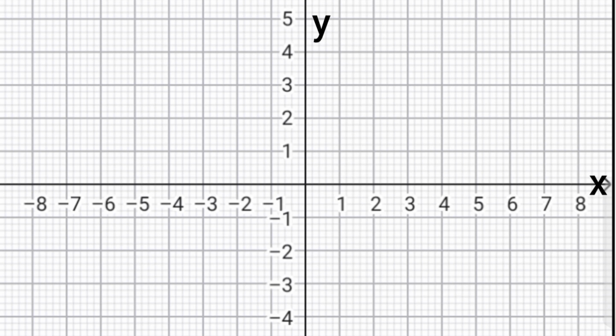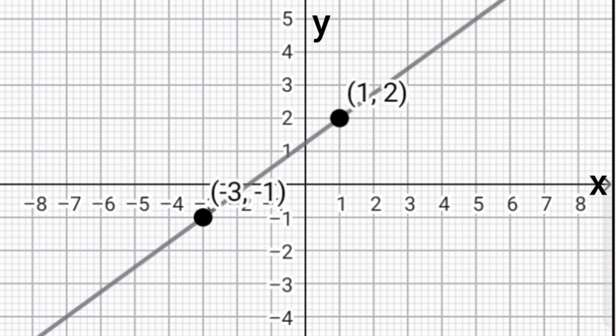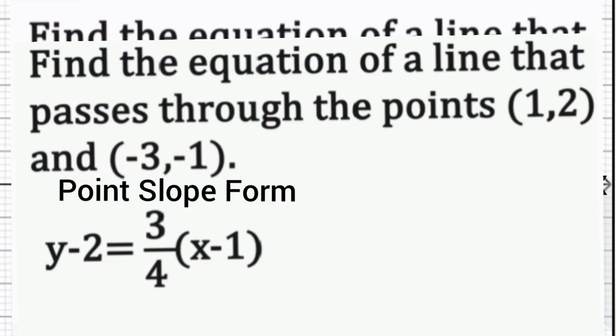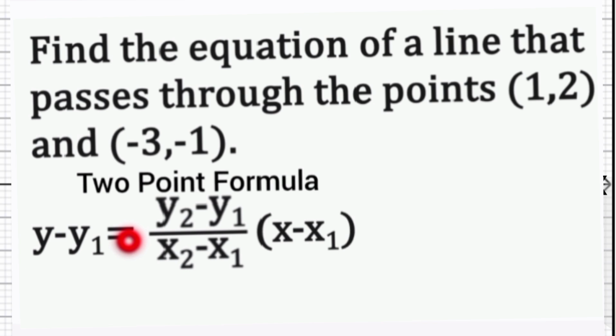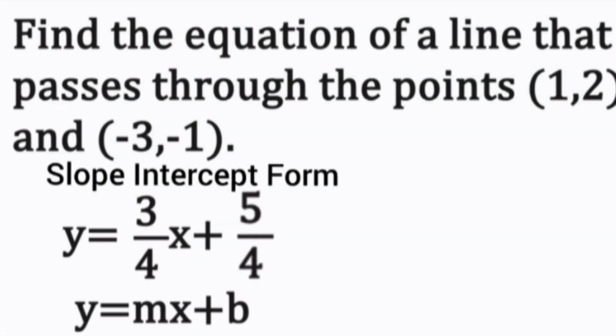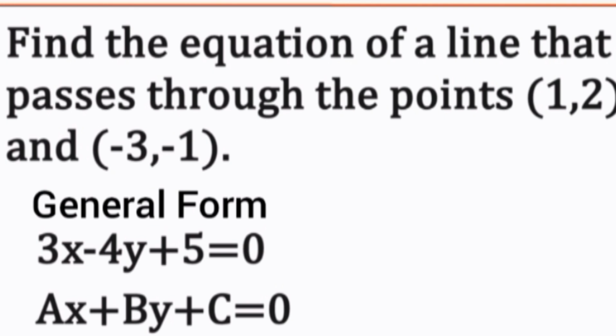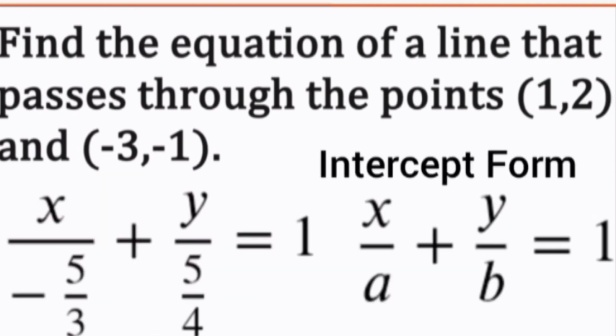And now let's graph. The first point is (1, 2), and the second point is (-3, -1). Connecting these 2 points, we have this line. And it's amazing, from these 2 points, we come up with the point-slope form, the 2-point formula, the slope-intercept form, the standard form of linear equation, the general form, and the intercept form of linear equations.